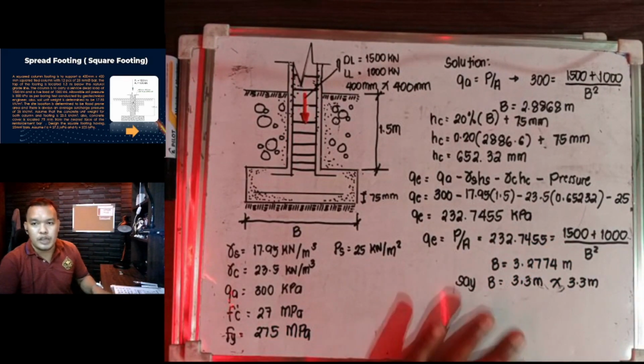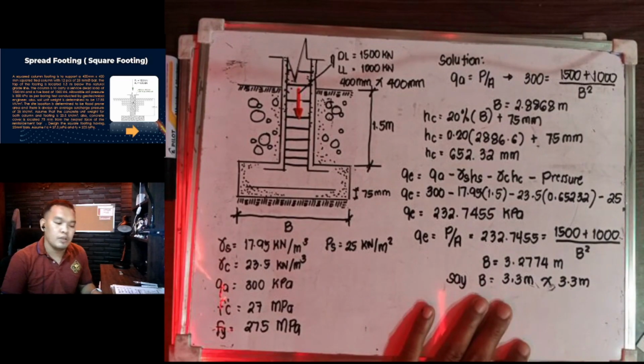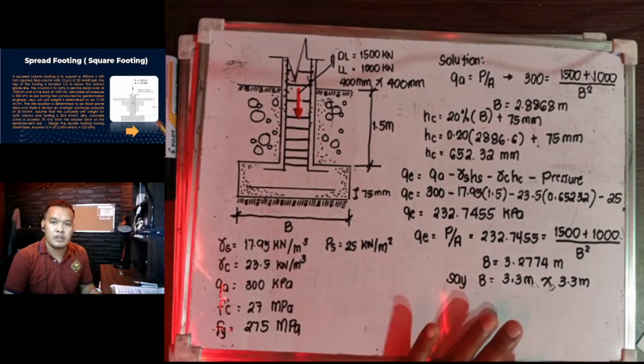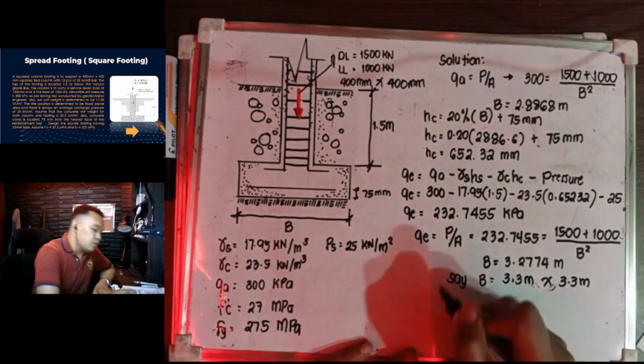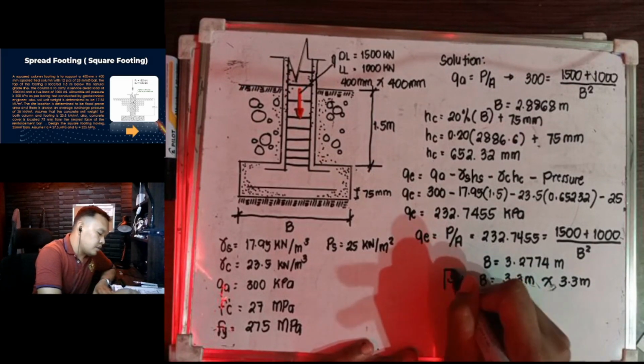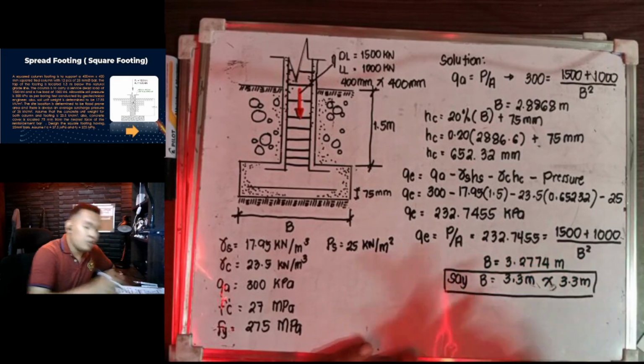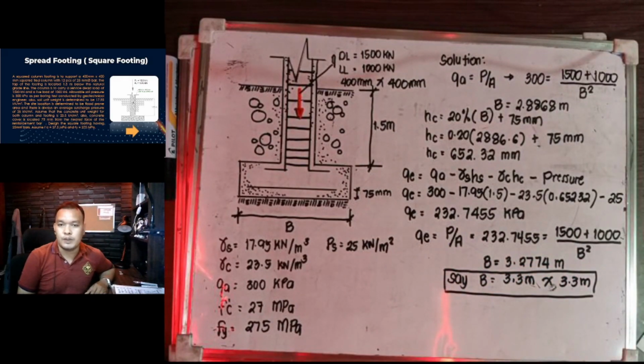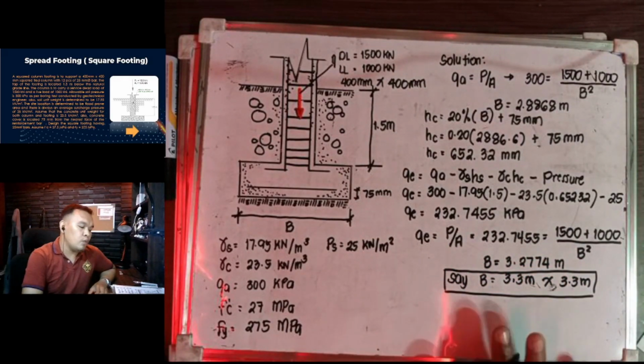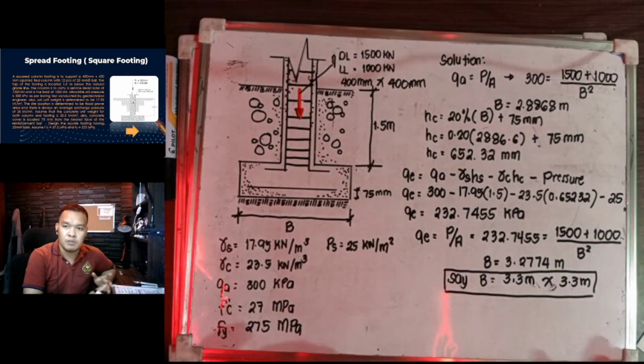Okay? So, yan. This will be our dimension of the footing, no? Yung base, yung length and width ng ating pundasyon. But yan ay ano pa lang tayo. Step 1 pa lang po tayo, no? Okay. So after natin makuha tong step 1, di ba mag-step 2 tayo?